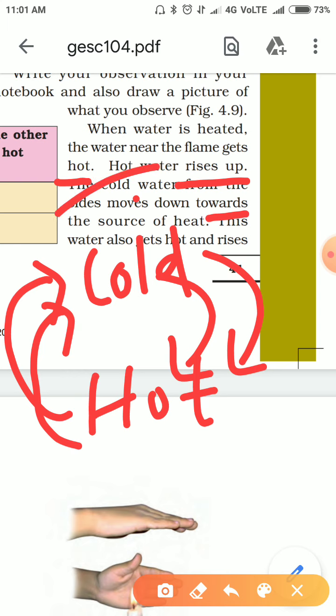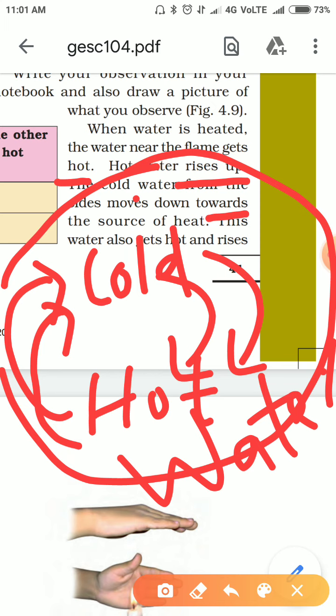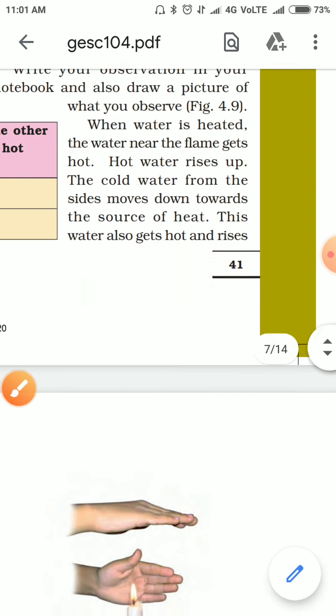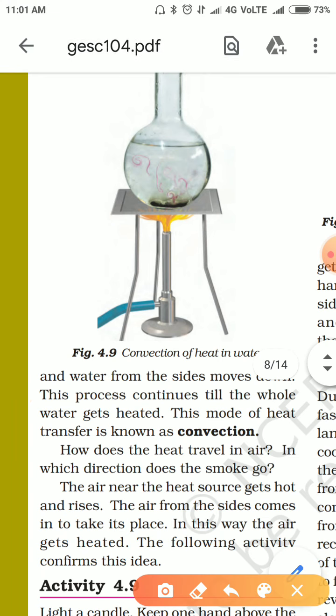Now, this process by which water is getting heated, we have a name for it, and this is called convection. So, the process by which water gets heated is called convection.